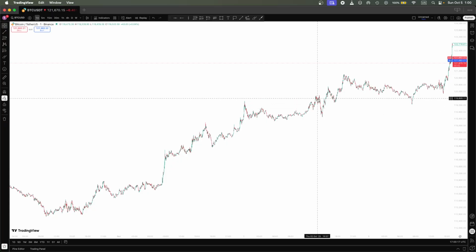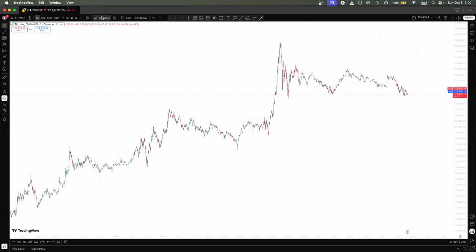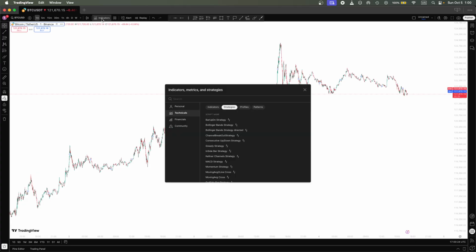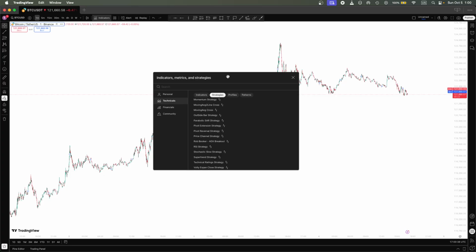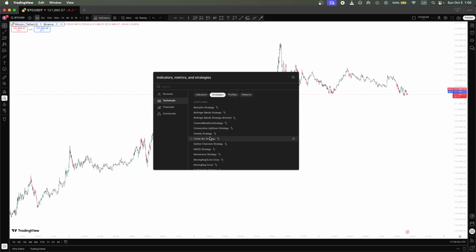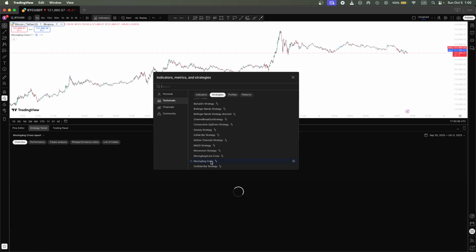So what you can do is, here at the top you can see it says indicator. You can press on that, and under this tab you will see indicators, strategy, profiles and patterns. So you go to strategy, and here is all the default strategies that are given. So let's say you want to check on a moving average cross, so you click on this.